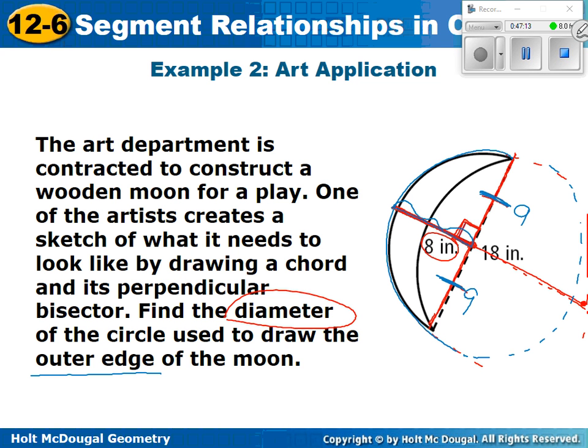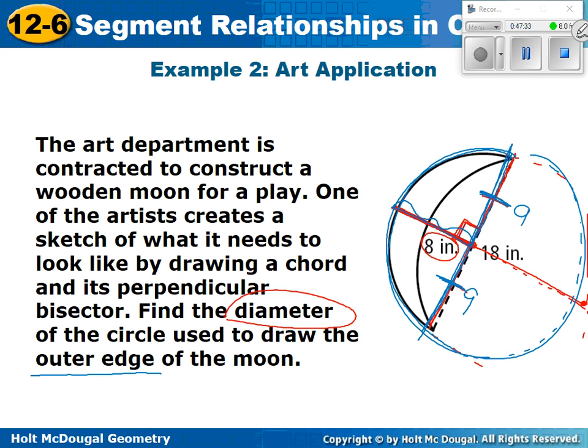No, because it's not the center. This is not the center of the circle. They never tell us that. This circle, and this is just a chord in that circle. It is not necessarily going through the center. Christian?